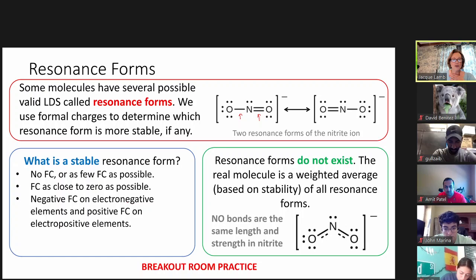So the actual Lewis structure for nitrite would be better represented by this structure, where this dotted line represents that extra electron pair being shared between all three atoms. So that what you really have is not a single bond and a double bond, but really kind of 1.5 bonds between the nitrogen and each of the oxygens. So that represents a better resonance structure.